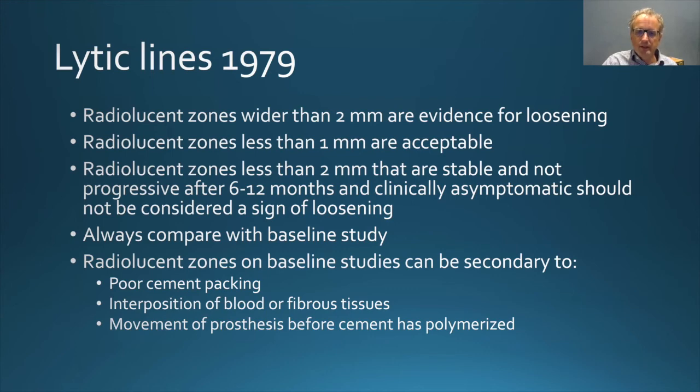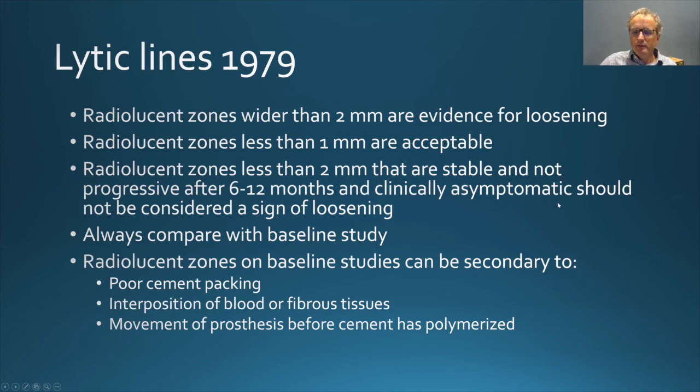Well, Gruen said that if it's wider than 2 millimeters, it's significant, it's evidence of loosening. If it's less than 1 millimeter, it's acceptable. And if it's not progressive, it's acceptable. Progressive means on serial x-rays, if it's getting thicker or longer, then it's a sign of loosening. But again, he's very astute, Gruen, and this is very important: clinically asymptomatic.